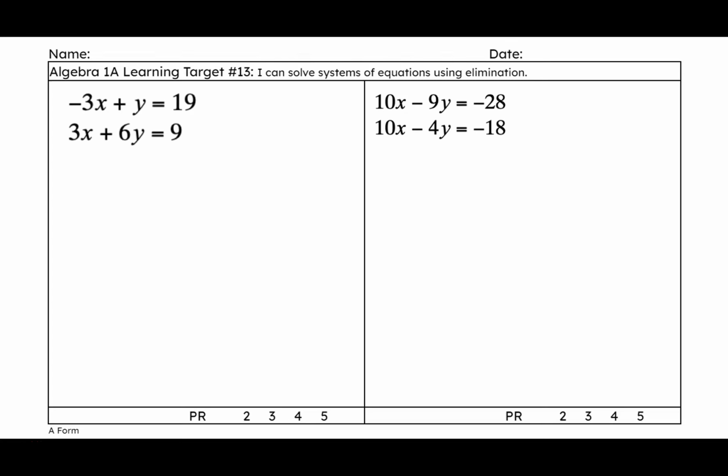This is Summer School, High School Credit Recovery, Algebra 1A, and Learning Target number 13. I can solve systems of equations using elimination.